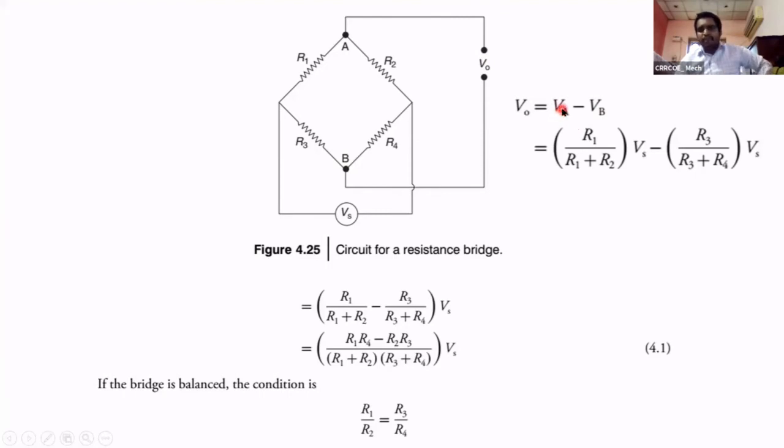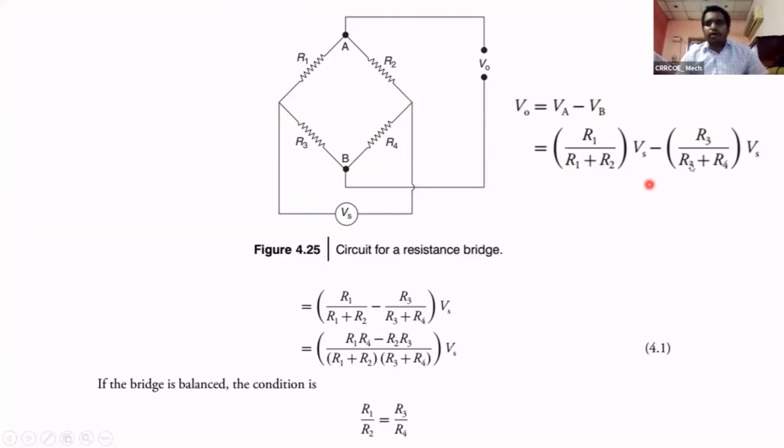What is VA? VA is the node between R1 and R2. Now R1 by R1 plus R2 into what is the supply voltage here? Vs is the voltage at this node, into Vs. Now at B node we are taking output voltage. That is VB. We are taking the output between R3 and R4. So by using the voltage dividing rule, R3 by R3 plus R4 into Vs, that is the supply voltage here.